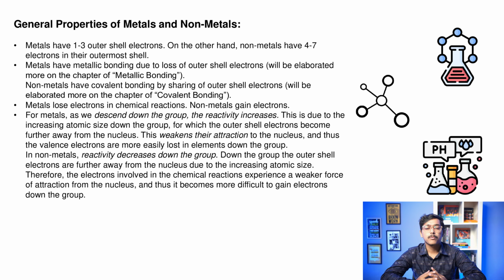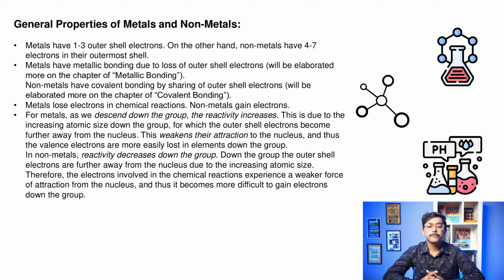Now, what are some general properties of metals and nonmetals? Metals usually have 1 to 3 outer shell electrons, whereas nonmetals have 4 to 7 electrons in their outermost shell. Metals have metallic bonding due to losing their outer shell electrons. This will be elaborated more in the chapter on metallic bonding. On the other hand, nonmetals have covalent bonding due to the sharing of their outermost electrons. This will be elaborated more again in the chapter on covalent bonding. Metals lose electrons in chemical reactions, whereas nonmetals gain electrons.